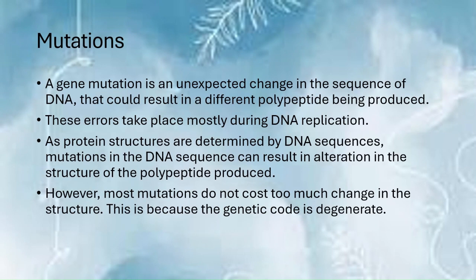So a gene mutation is an unexpected change in the sequence of DNA that could result in a different polypeptide being produced. These errors can take place mostly during DNA replication. As protein structures are determined by DNA sequences, mutations in the DNA sequence can result in alteration in the structure of the polypeptide produced. However, most mutations do not cause too much change in the structure, and this is because the genetic code is degenerate.